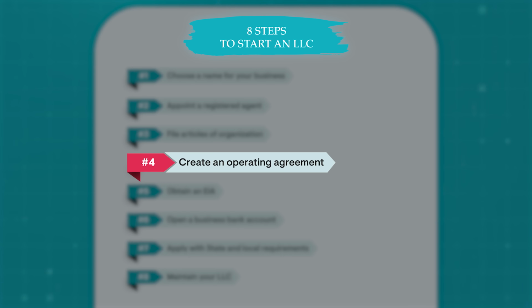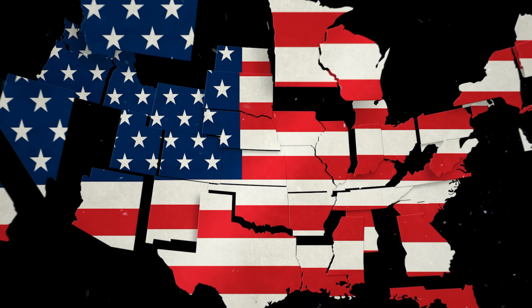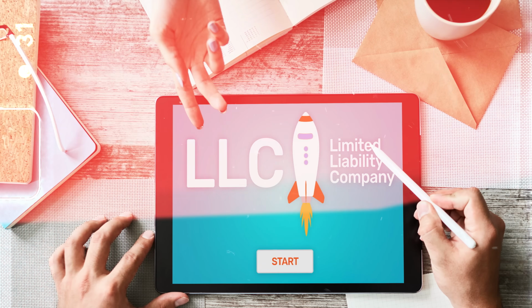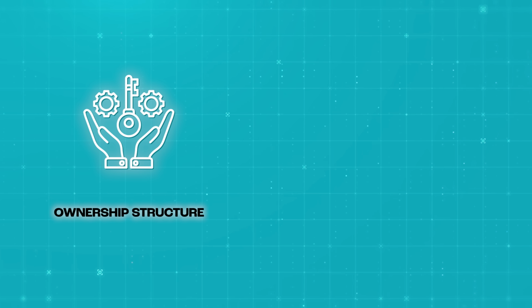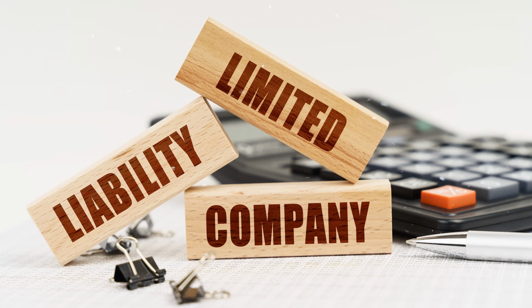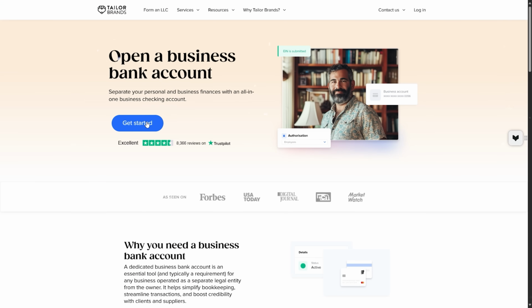Step 4 is to create an operating agreement. Although it is not required by Texas, it is highly recommended to create an operating agreement for your LLC. This internal document outlines the ownership structure, management, and operating procedures of your LLC. It can help prevent misunderstandings among members and provide a clear framework for how the business will be run. You'll also be required to have one when applying for a business bank account.